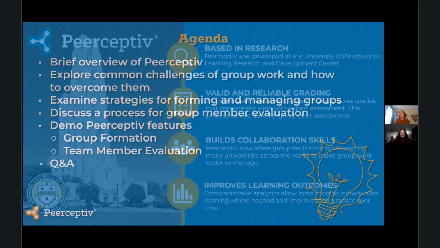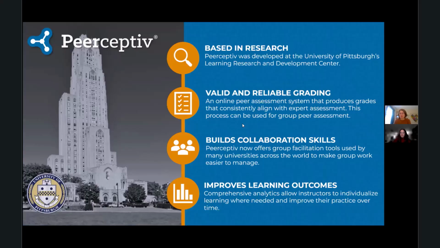Peerceptiv was developed at the University of Pittsburgh's Learning Research and Development Center about 15 years ago now. It was originally founded in order to provide peer assessment. It is an online peer assessment system that is unique because it produces grades that consistently align with expert assessment. This process can also be used for group peer assessment. We're going to touch on this briefly today, but it's not really the focus of the webinar.